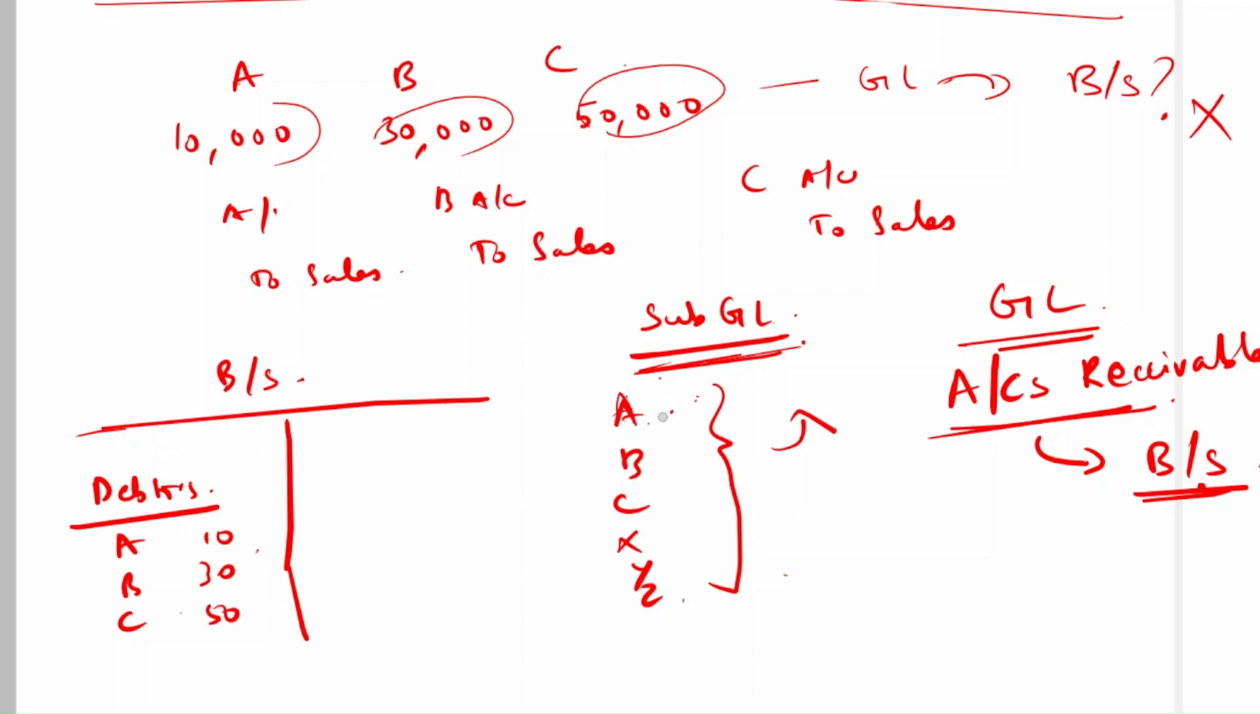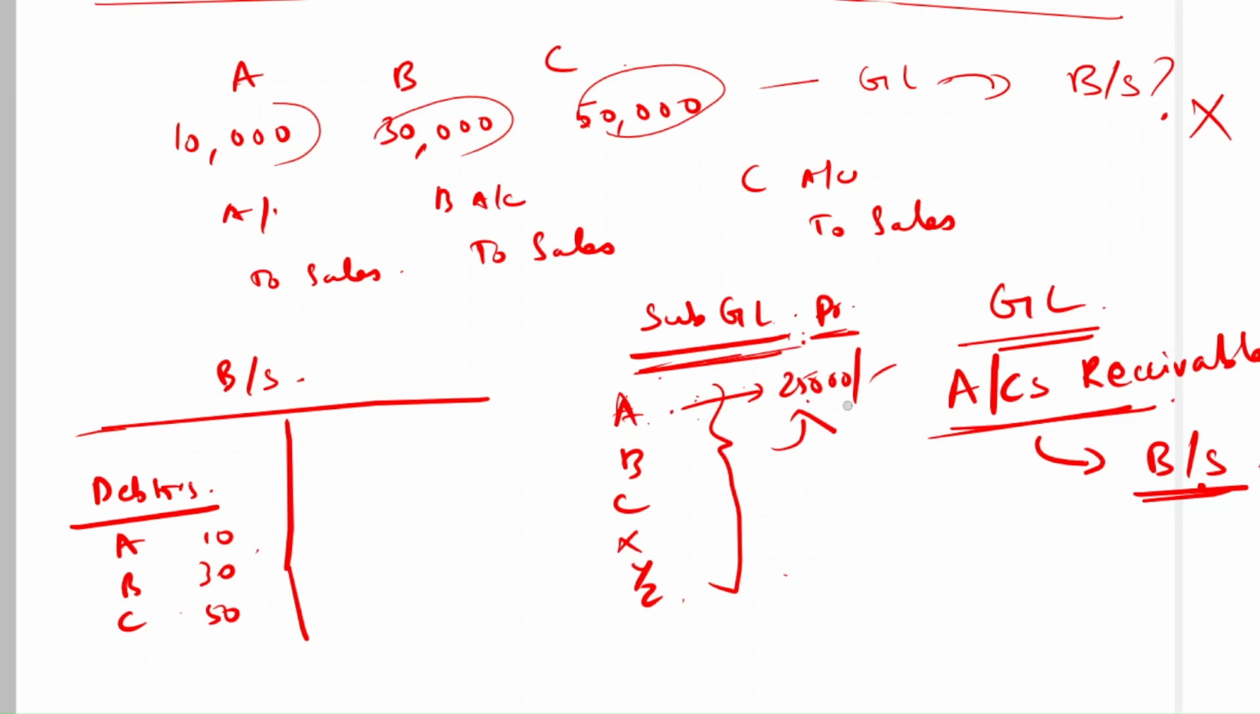So here, let's say to A, we make a sale of 25,000. So automatically, A's account will also be debited. So your sub-GL is going to be debited. Simultaneously, there will be a debit entry even in your GL account.